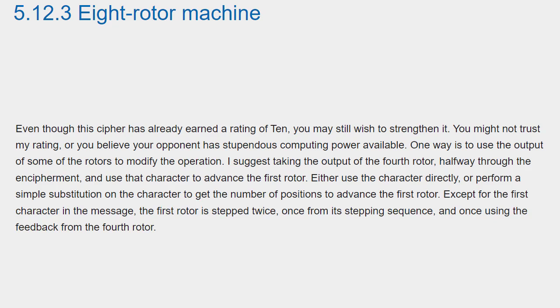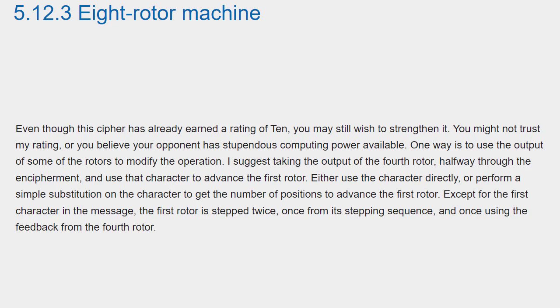Even though this cipher has already earned a rating of 10, you may still wish to strengthen it. You might not trust my rating, or you believe your opponent has stupendous computing power available. One way is to use the output of some of the rotors to modify the operation. I suggest taking the output of the 4th rotor halfway through the encipherment and use that character to advance the 1st rotor. Either use the character directly or perform a simple substitution on the character to get the number of positions to advance the 1st rotor.